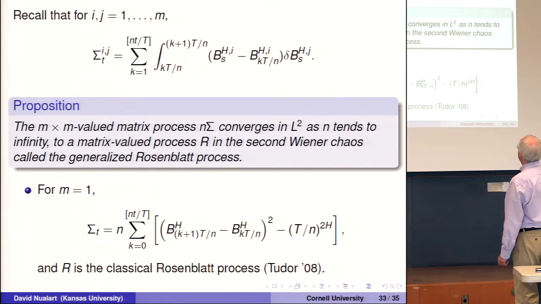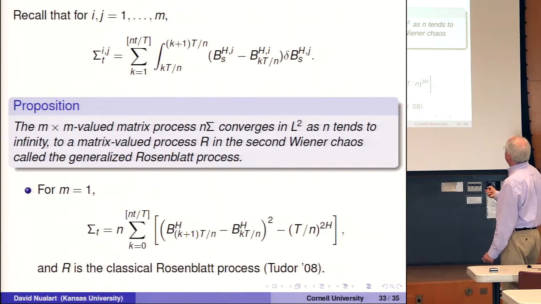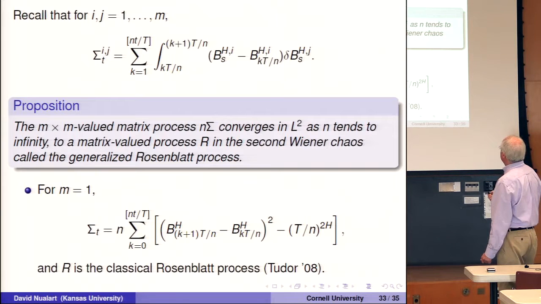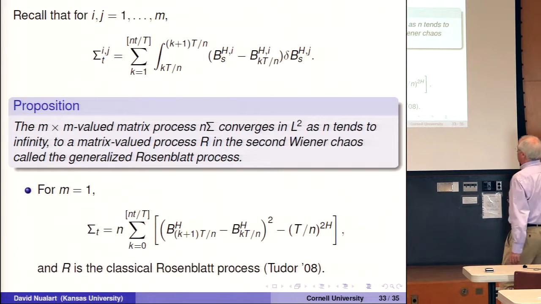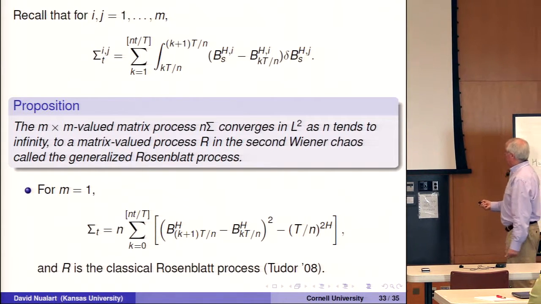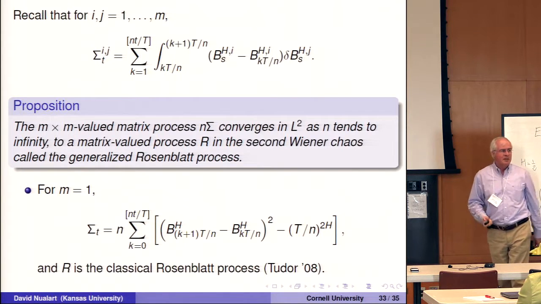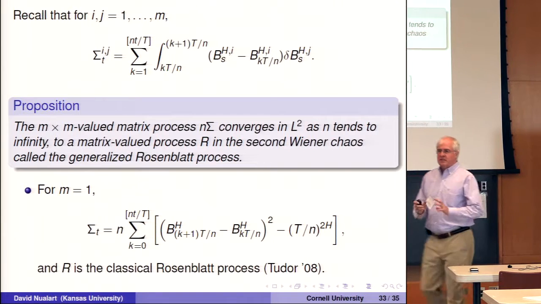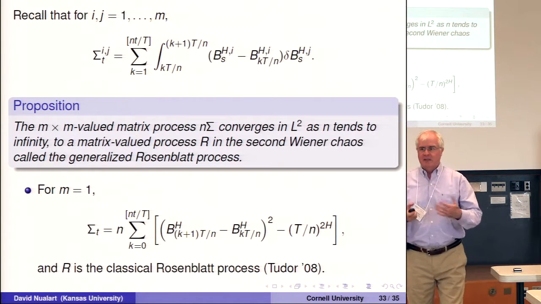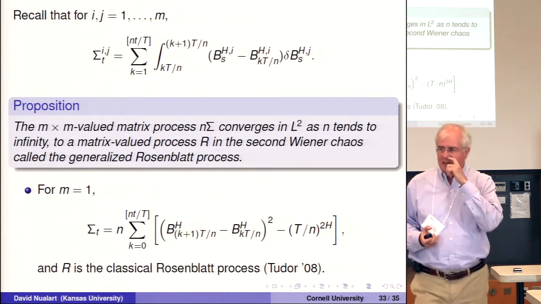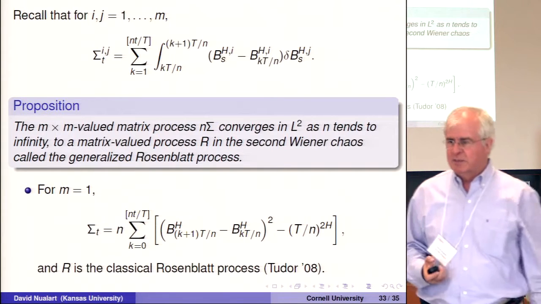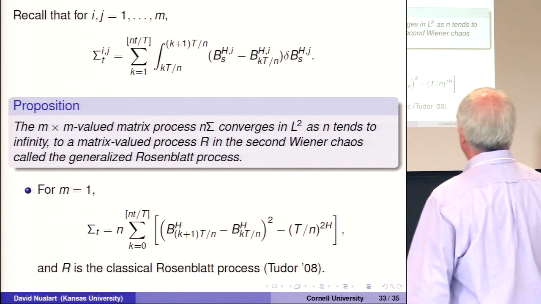Here it is. So you take the same sequence as before, remember? And then if H is bigger than 3/4, then this sequence multiplied by n converges to a matrix valued process in the second chaos, which is called the generalized Rosenblatt process. And in dimension 1, the limit is the classical Rosenblatt process that was studied by Tudor. So this is a matrix valued process, probably non-symmetric also. I'm not going to write explicitly the value of this matrix valued Rosenblatt process, but this is what you obtain with H bigger than 3/4.